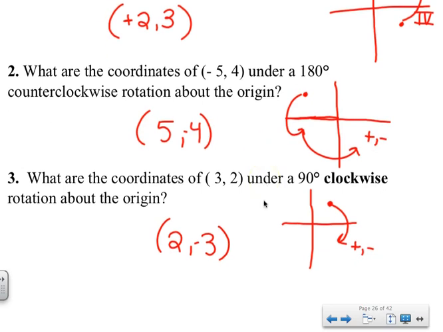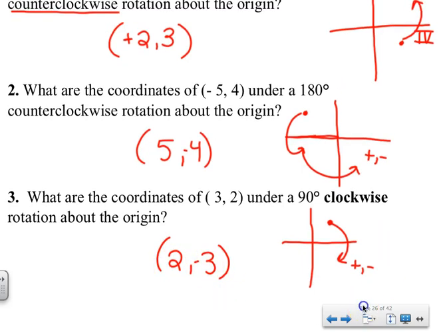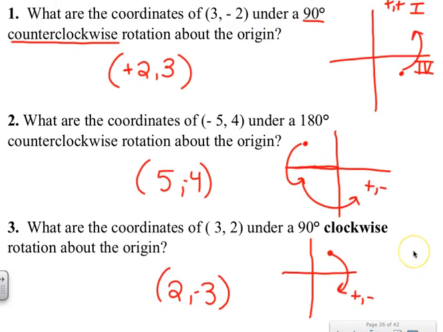So I keep 5 and keep 4, but I just need to make sure the x is positive, the y is negative. On 3, you had 3, 2 up here in the first quadrant. 90 clockwise would bring it down here into the fourth quadrant, which is positive, negative. Since you went 90, you do have to flip them to a 2, 3, and then you made sure x was positive, y was negative. Okay, so that's how you change coordinates under rotations.